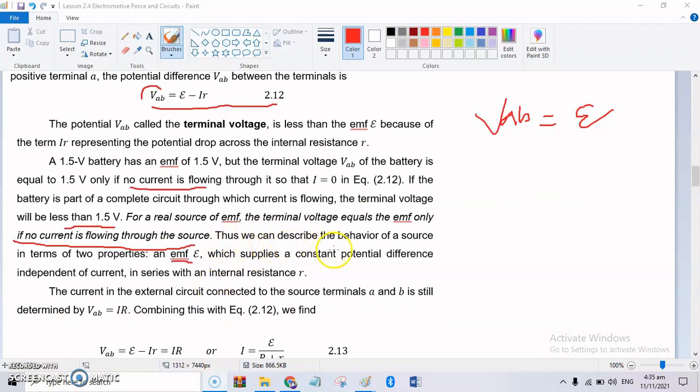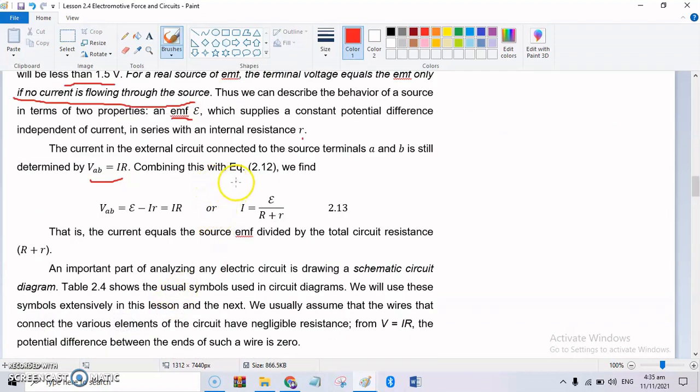Remember that. Thus, we can describe the behavior of a source in terms of two properties: an EMF, which supplies a constant potential difference independent of current, in series with an internal resistance r. The current in the external circuit connected to the source terminals A and B is still determined by Ohm's law. Combining these equations with 2.2, we find that VAB is equal to EMF minus the current times the internal resistance, which is equal to IR, or the current is simply equal to EMF over the sum of resistance R and small r. That is, the current equals the EMF, again, divided by the total circuit resistance. So this term in here is the total circuit resistance.